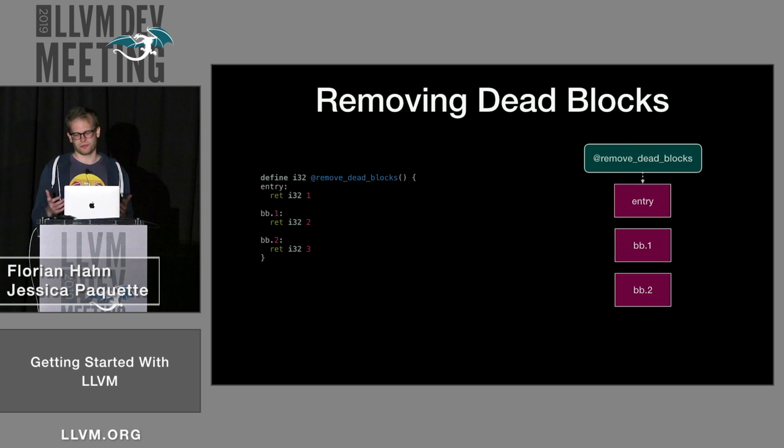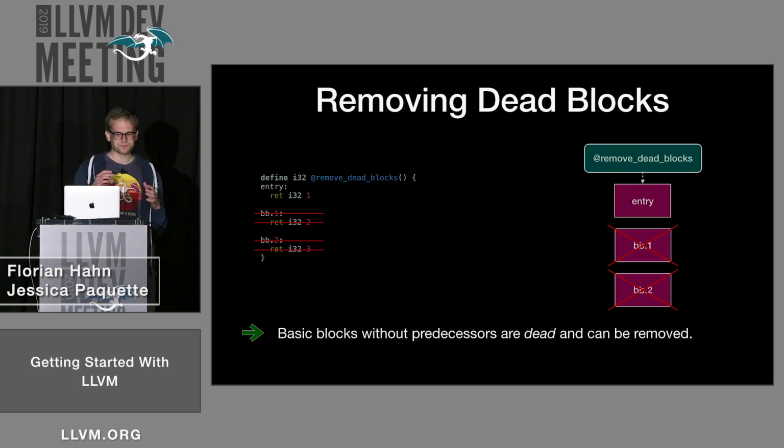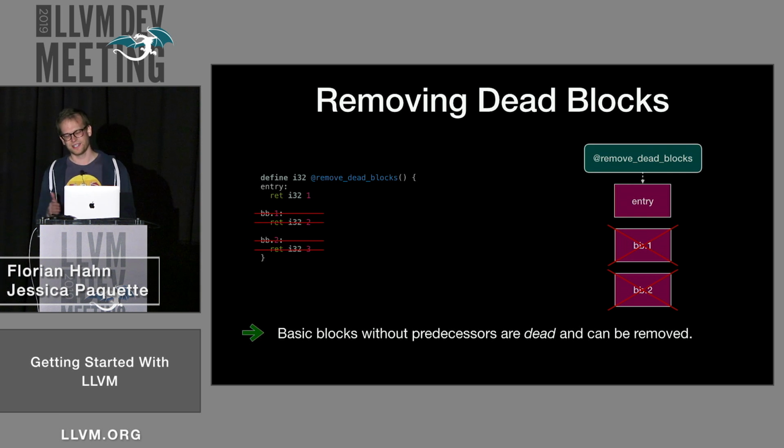So we don't really need them in our program. We want to remove them to reduce the size of our function and also avoid having to run further analysis or unnecessary transformations on them. For the example transformation we're looking to implement, for the sake of simplicity, we want to use a very simple condition to detect those trivially dead blocks. And this is just by looking at the predecessors. If a block doesn't have any predecessors, then we know it can never be executed.